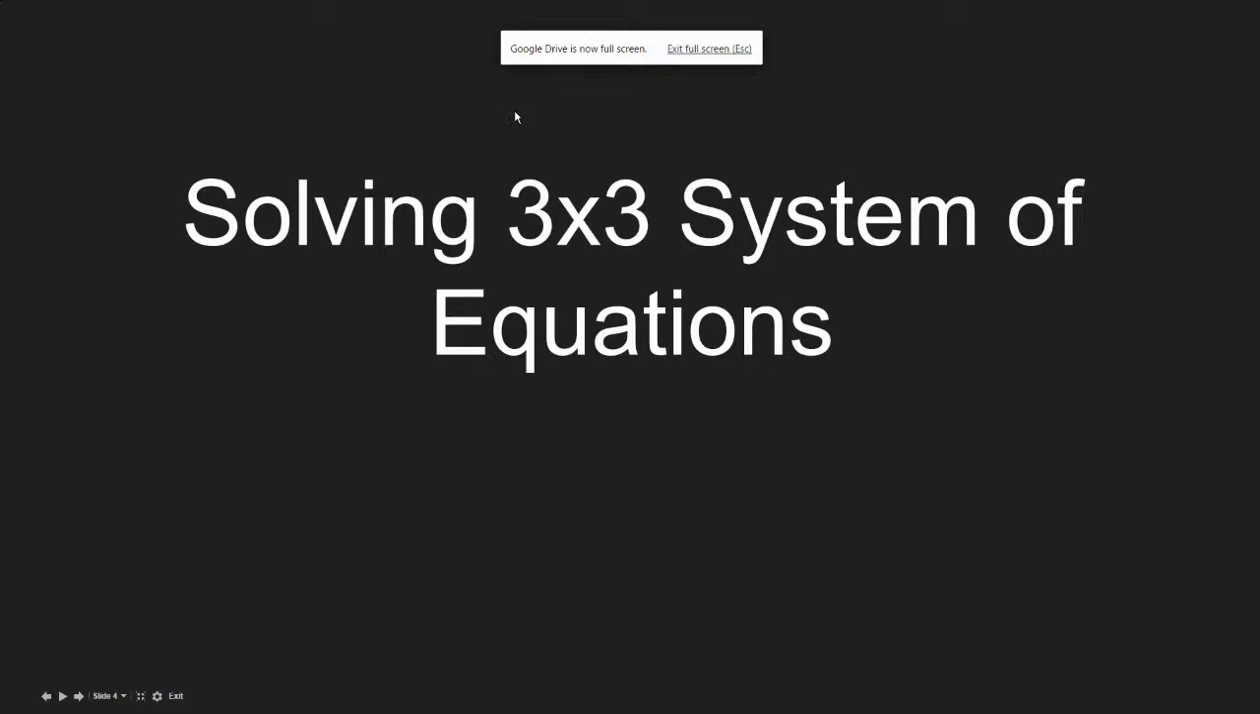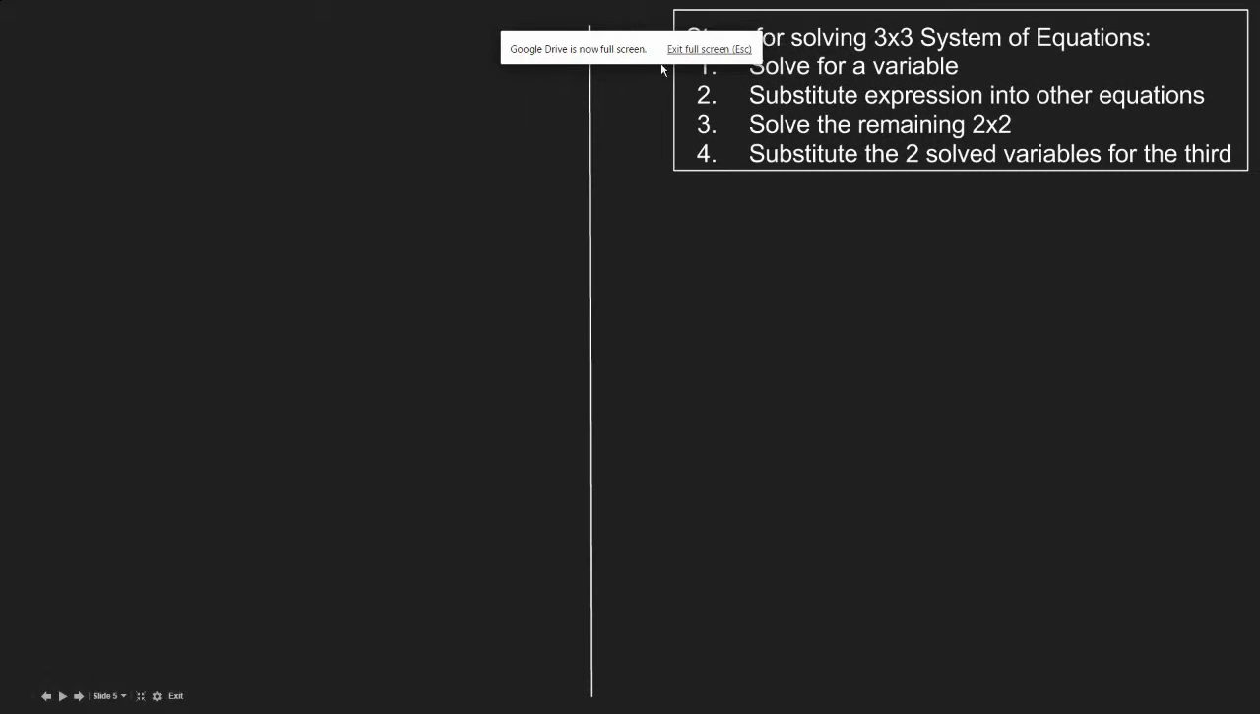Solving 3x3 system of equations. So your steps for solving a 3x3 system of equations are: you're going to solve for a variable, you're going to substitute the expression that you get into the two other equations, you're going to solve the remaining 2x2, and you're going to substitute the two solved variables that you get into the third.